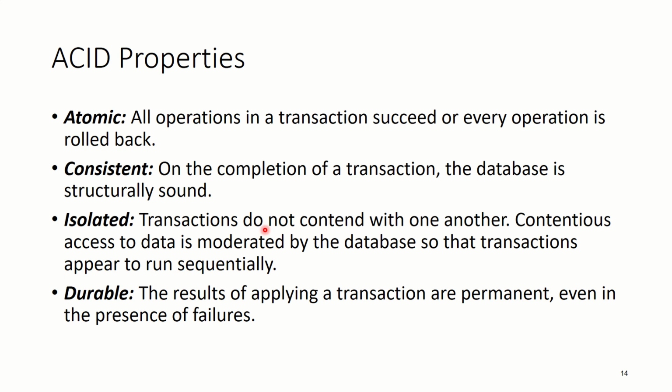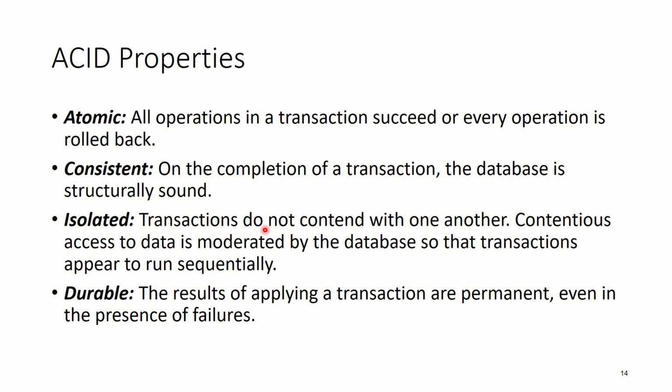So ACID properties, as you have already learned in SQL and relational databases: atomic means all operations in the transaction succeed, or every operation is rolled back. That means all the operations you have done are saved, right? And consistent means that whatever changes happen to the system are actually updated in the database as such.